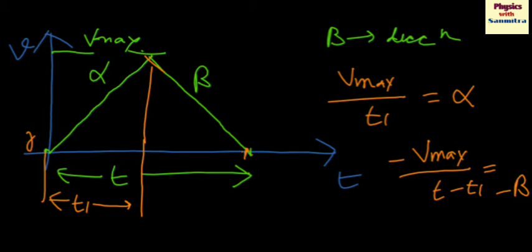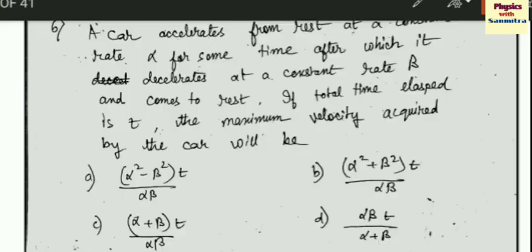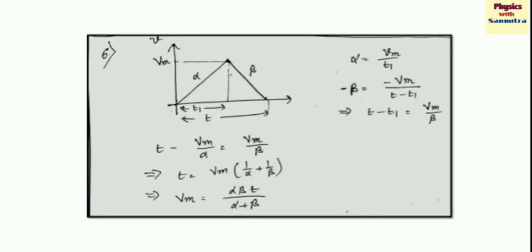If I write deacceleration, then I will write v max minus 0 by t minus t1. That is why this question was given. There was nothing very difficult in this question, but it was given just to give the idea about how to write deacceleration, because in the question it is mentioned deacceleration. So I can write v max by t minus t1 is equal to beta. Now the question becomes fairly simple and you can solve it from here.